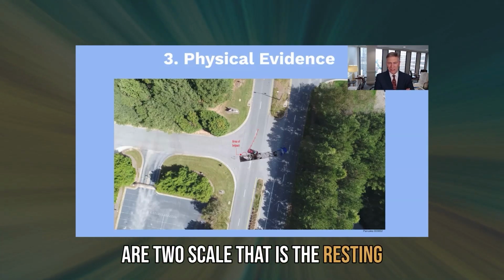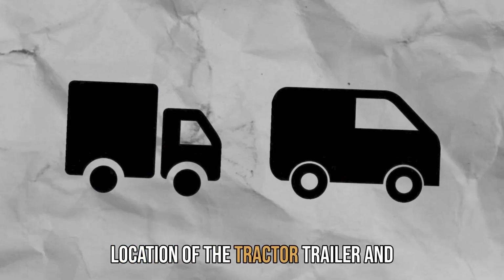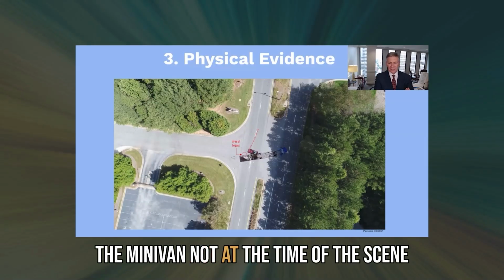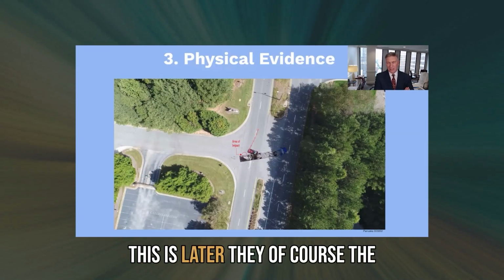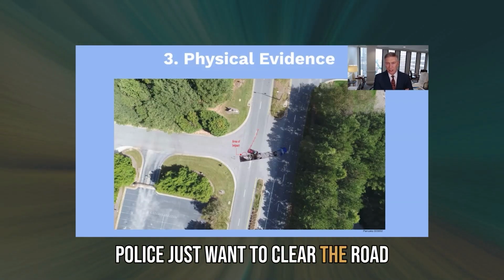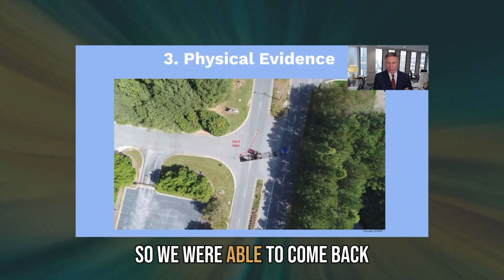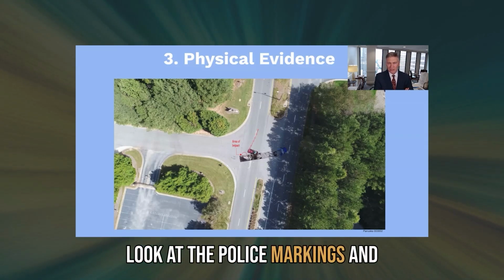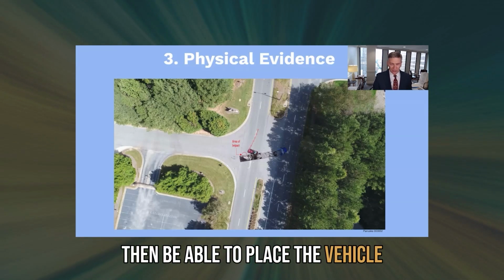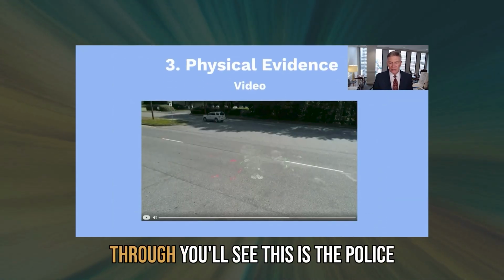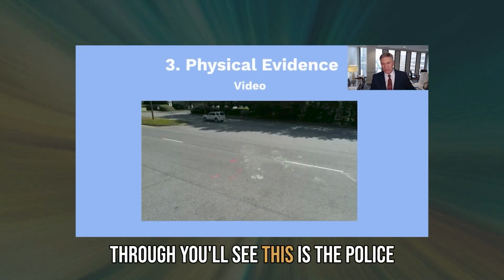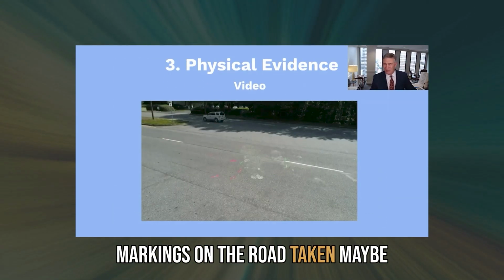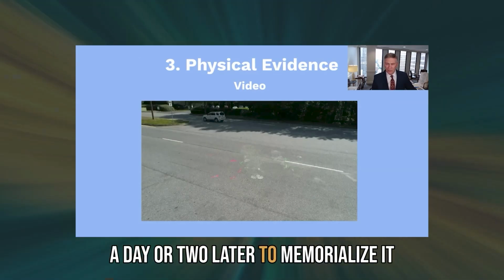So that is the resting location of the tractor trailer and the minivan, not at the time of the scene. This is later. Of course, the police just want to clear the road. So we were able to come back, look at the police markings, and then be able to place the vehicle directly on the road. And as I come through, you'll see this is the police markings on the road taken maybe a day or two later to memorialize it.